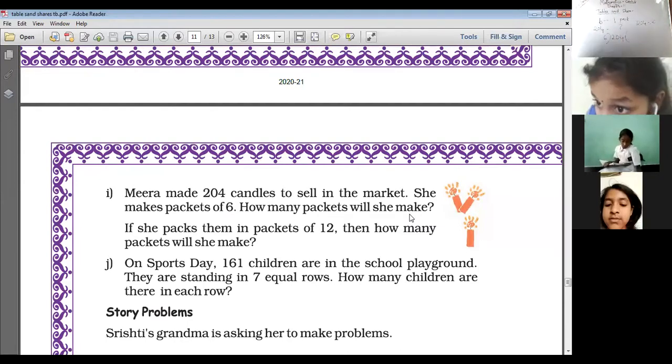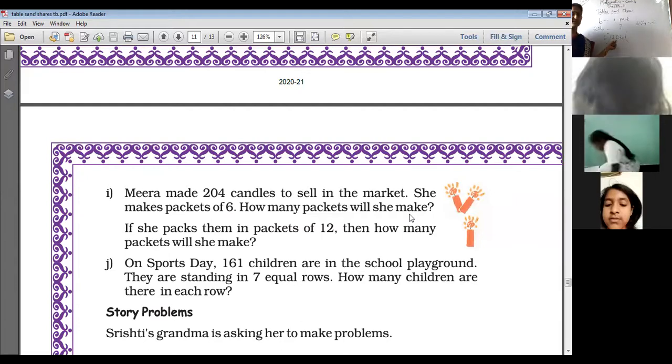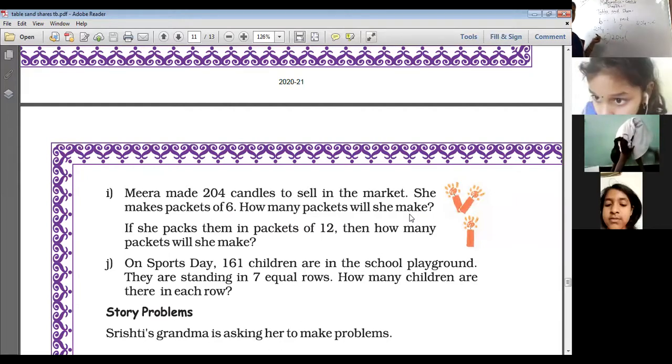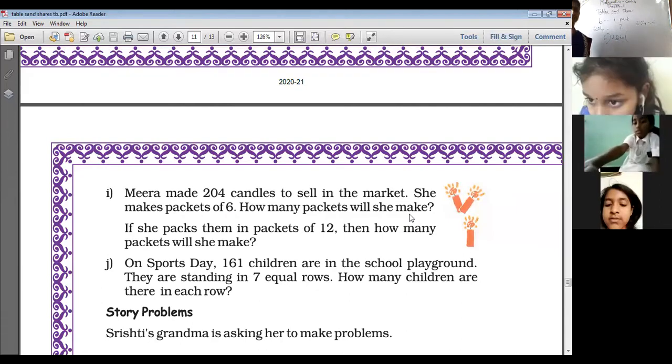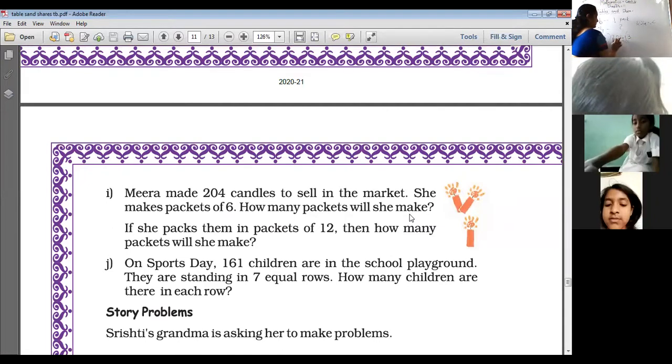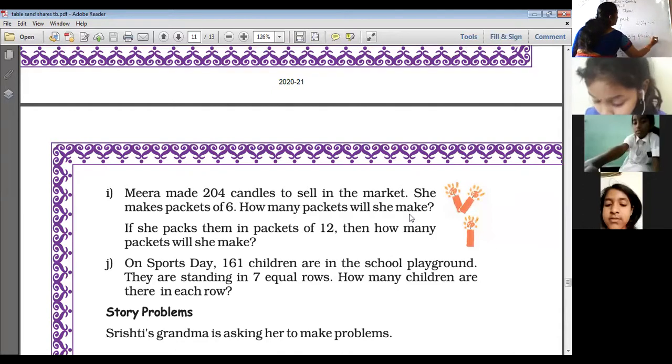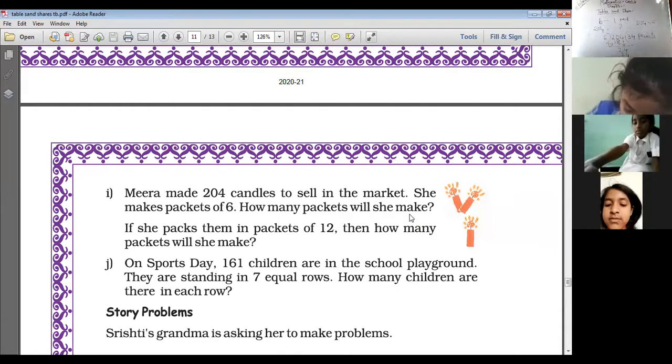204 divided by 6. So first digit is 2, which is lesser than 6. So what do you have to do? We have to check for the 2 digits. 6 1s are 6, 6 2s are 12, 6 3s are 18, 6 4s are 24. 24 is bigger than 20. So 6 3s are 18. 20 minus 18, 2. Here get down 4. 6 4s are 24. So how many packets does she need? She needs 34 packets.